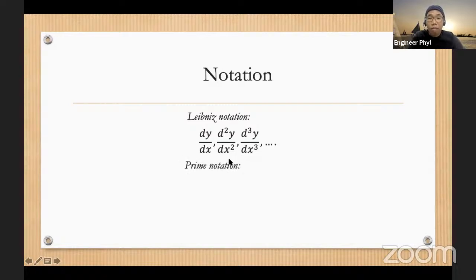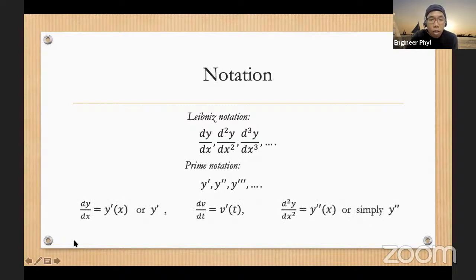Another way of writing the derivative is the prime notation. So y prime means the first derivative of y, y double prime is the second derivative, y triple prime is the third derivative, and so on. To further explain, dy over dx is in Leibniz notation, and y prime of x is in prime notation. This means that in y prime of x, y is the unknown or dependent variable, while x is the independent variable.